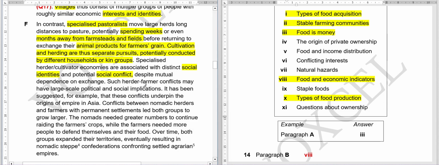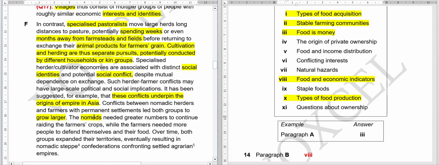Such herder farmer conflicts may have large scale political and social implications. It has been suggested, for example, that these conflicts underpin the origins of empire in Asia. So it is suggested that because of these conflicts, these disagreements, these arguments, different empires in Asia were born. Conflicts between nomadic herders and farmers with permanent settlements led both groups to grow larger. So because of the conflicts, both groups increased their size. The nomads needed greater numbers to continue raiding the farmers' crop, while farmers needed more people to defend themselves and their food.